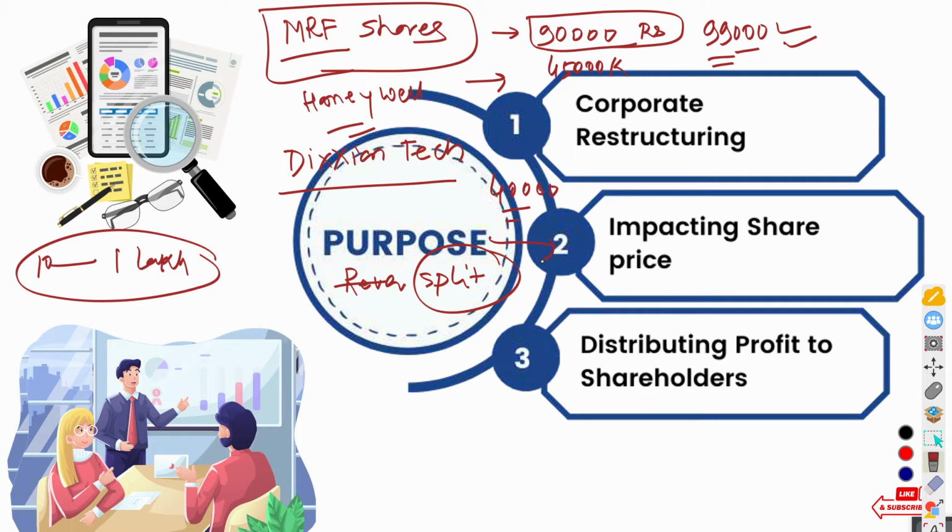So again, the purpose is, if someone asks why a company will announce corporate actions: if the company wants to impact the security prices in the market, in that case also the company will come up with stock split or reverse split corporate action events, and you can provide real examples. MRF, Honeywell, Dixon. Only Honeywell and Dixon have announced it; MRF didn't announce anything. They are still fine with whatever price they have in the market. So you don't need to provide MRF as an example, but you can provide Dixon and Honeywell if you want, right? So write down all these practical examples also.